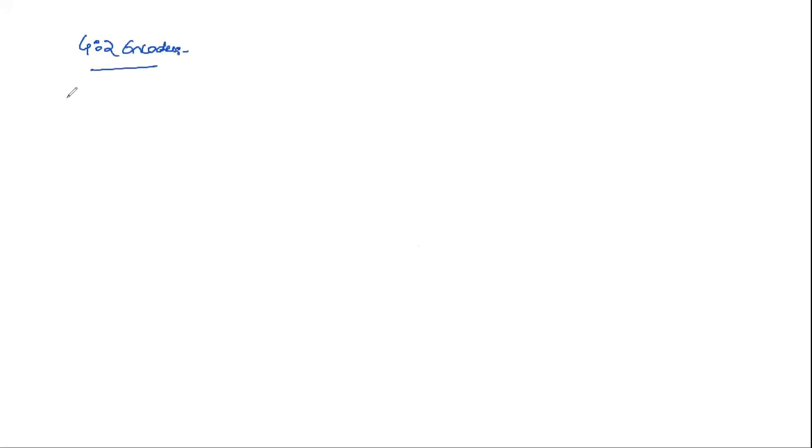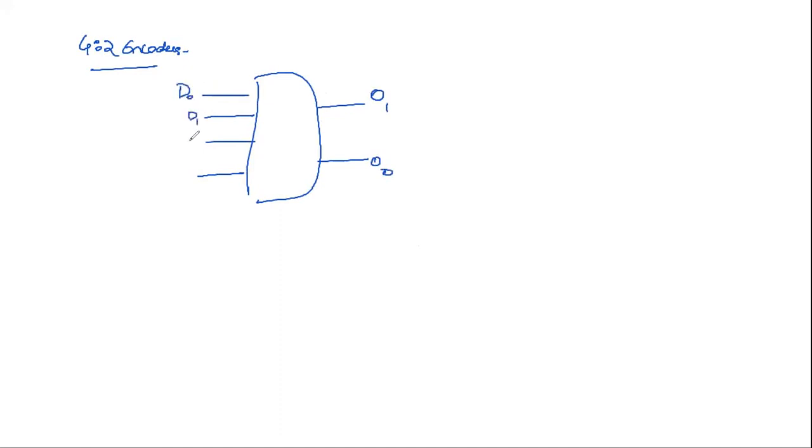A 4 is to 2 encoder means we have 4 inputs, D0, D1, D2, D3, and 2 outputs, O1 and O0. How does it work? It is a decimal to binary conversion. The index values are 0, 1, 2, 3. If D0 is equal to 1, the output will be 0 0.